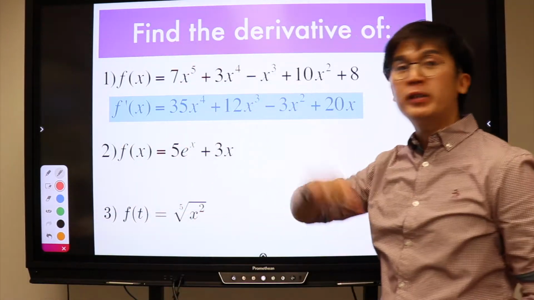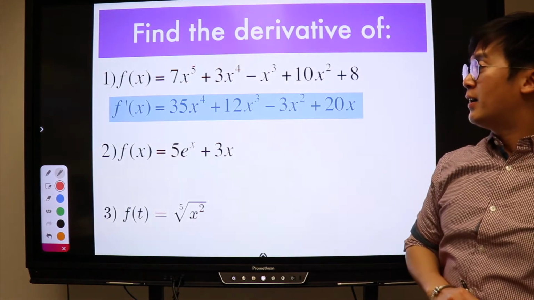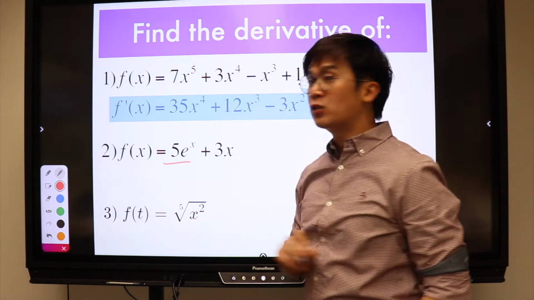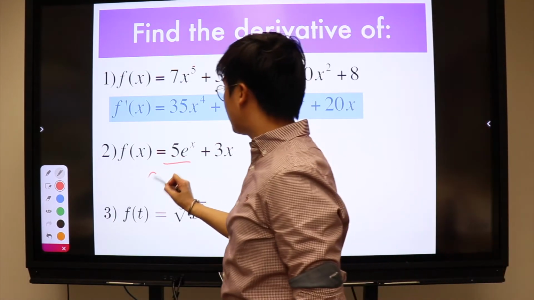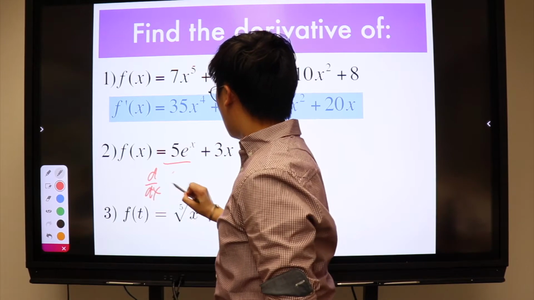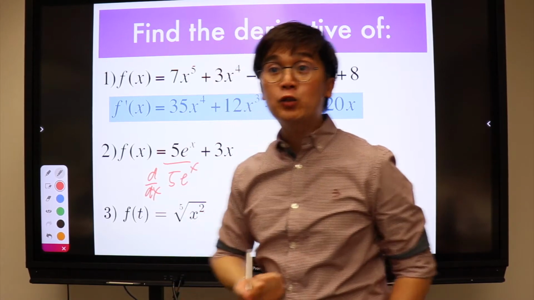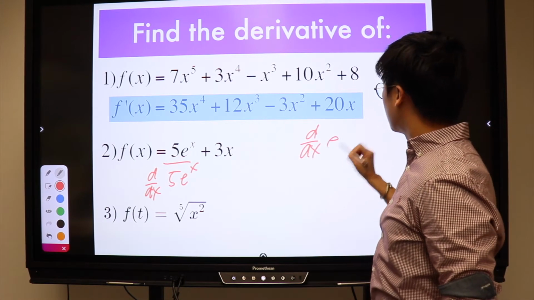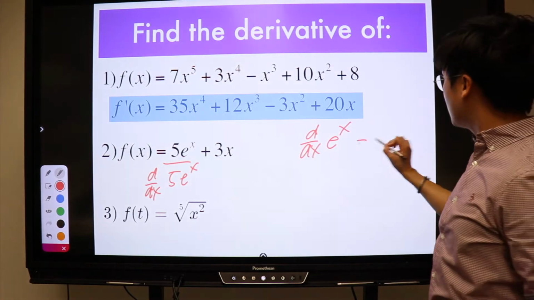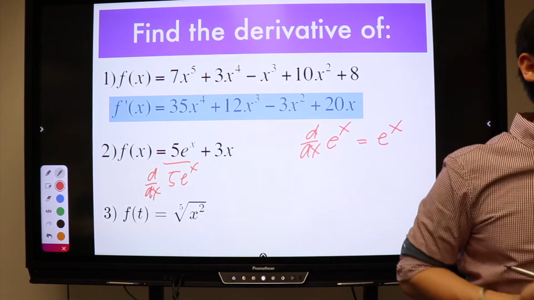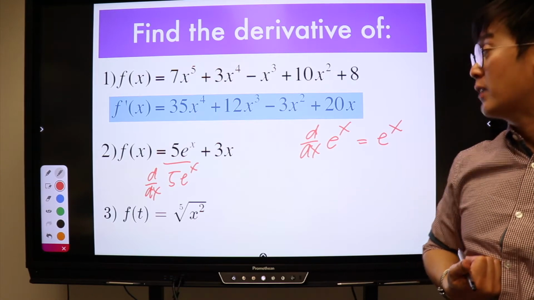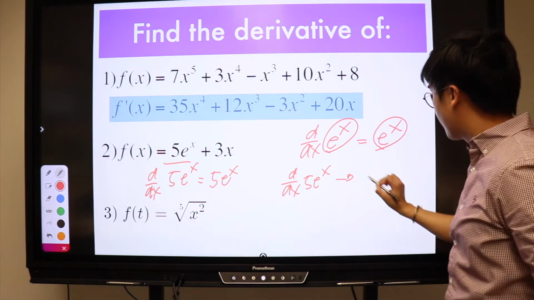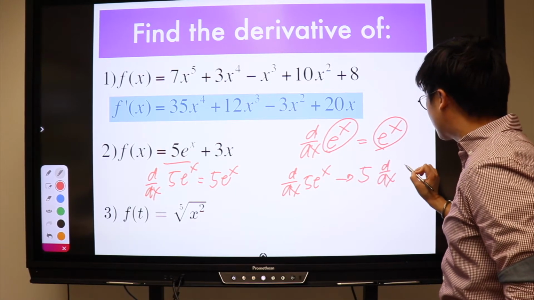Now, number 2, derivative of 5e to the x plus 3 to the x. Now, some of you are probably having trouble with the first one because finding the derivative of 5e to the x will require you to know the derivative of e to the x. And this is the derivative rule for e to the x. It's just e to the x. So that is the derivative of any e to the x. So the derivative of 5e to the x can be written as 5 ddx of e to the x.